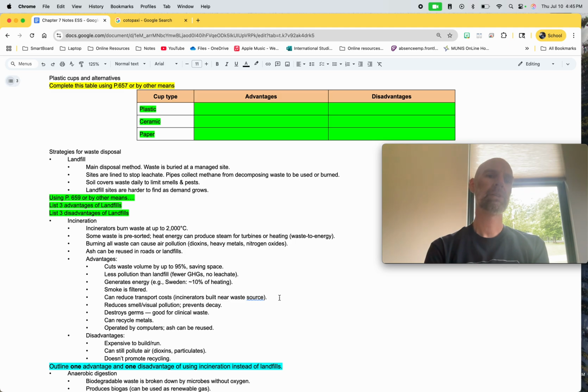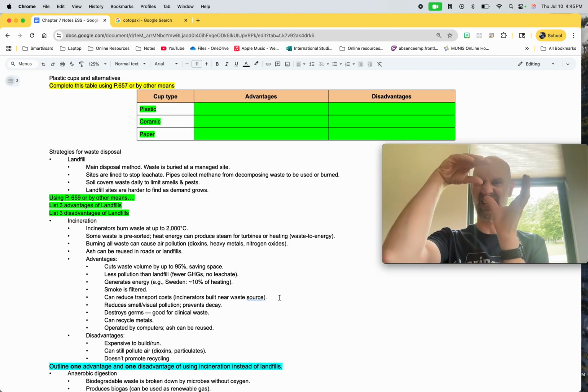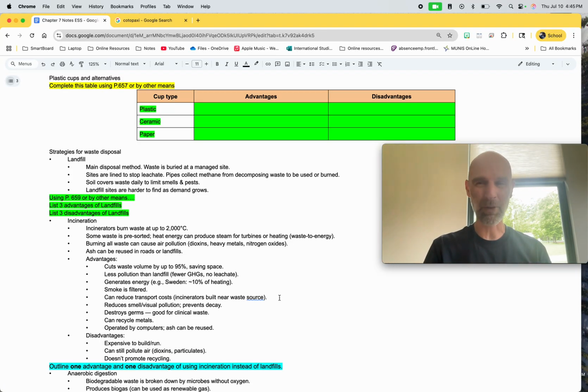So strategies for waste disposal. Landfill. Main disposal methods. Waste is buried at a managed site. So that's for landfill. Sites are lined to stop leachate. So that means the nasty stuff leaches down from the landfill into the ground, then into your water table, which basically pollutes the water table. Yeah, really kind of nasty.